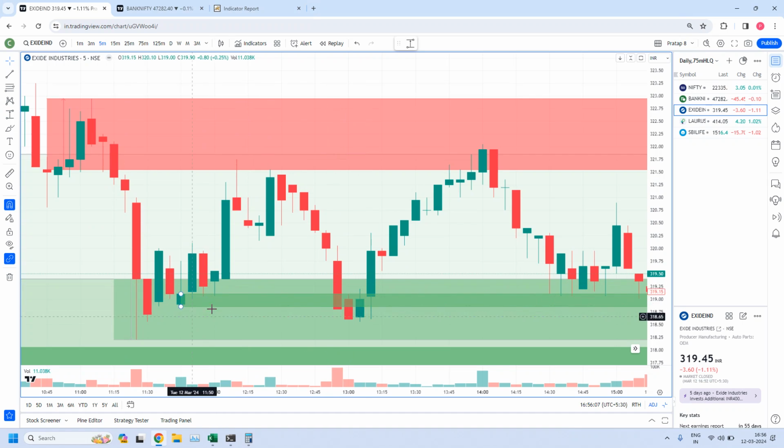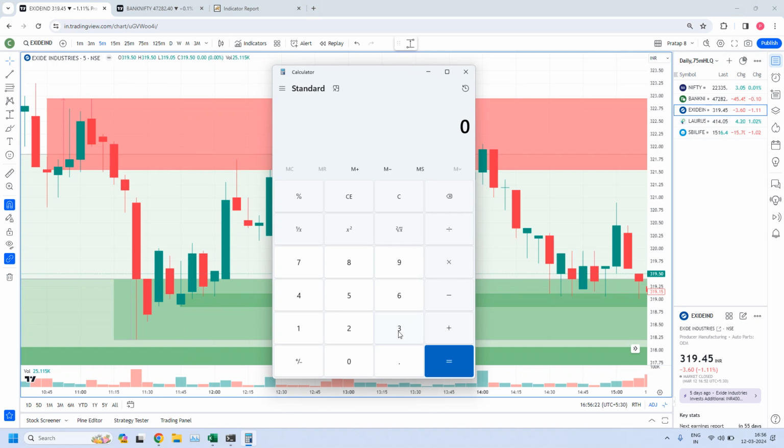What is the low of this? Because the distal line is the low of this particular zone. The low is 319.75, minus 30 paisa. Sorry, I gave 30 rupees, not 30 paisa. Sorry for my mistake. Is 319.75 that value? Let us check again.